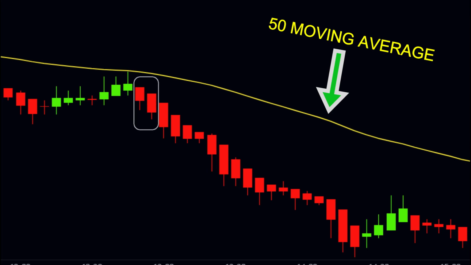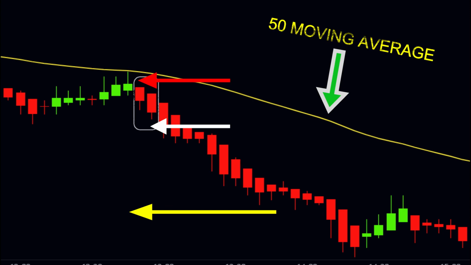We should put our sell order below the low of this candle, and our stop loss should be the high of this candle. Our target must follow a 2:1 risk-reward ratio. Or we can exit at the nearest resistance.